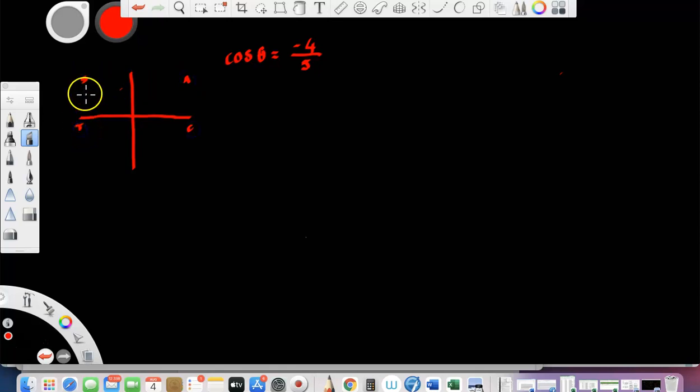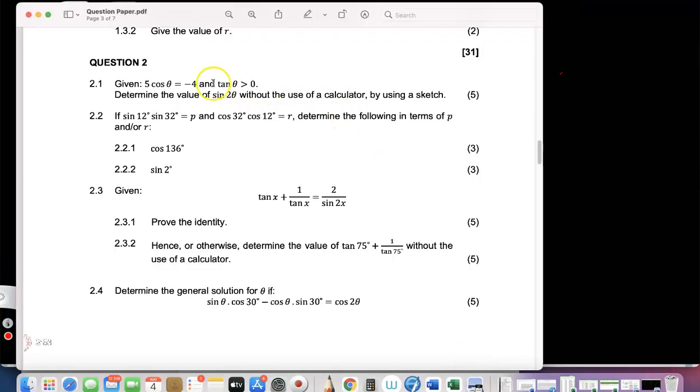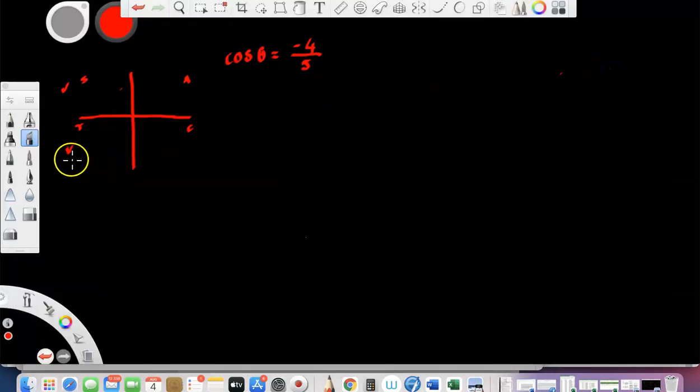And so I see my cos theta is negative, which means in my cos diagram, cos is negative in one of these two. So I'm either in this one or in that one. The next thing I see is that it tells me that my tan theta is positive. Okay, so tan theta is positive, which means I'm here in this quadrant. So here I'm going to draw a triangle.